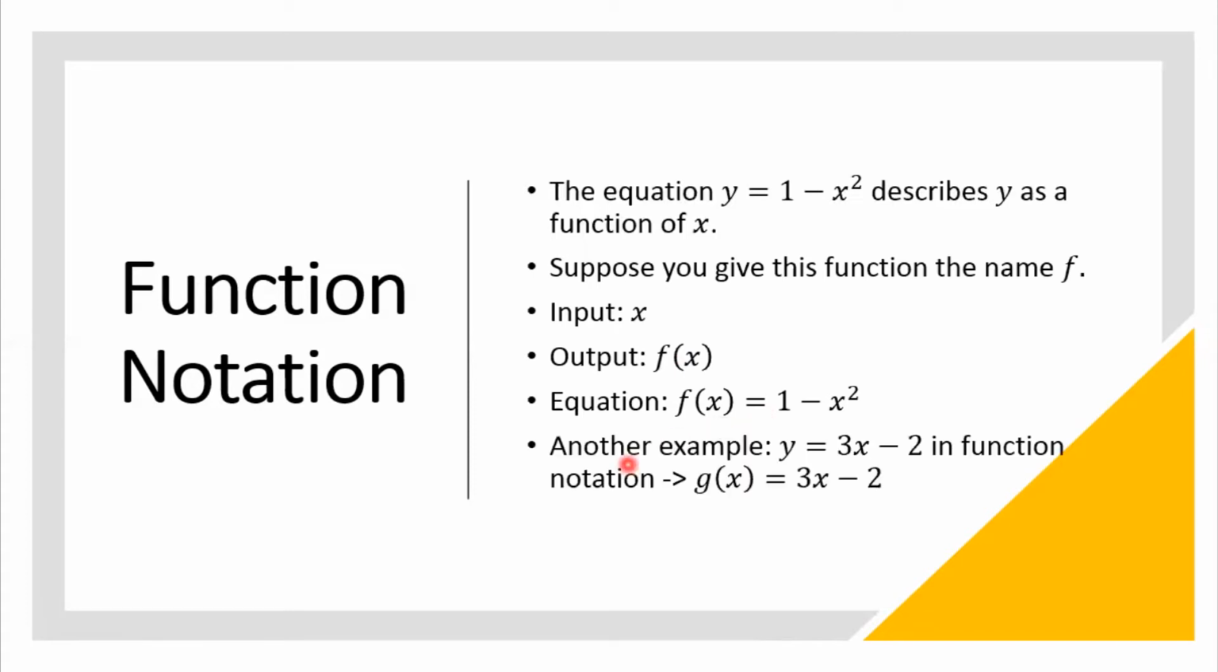Okay? So another example, suppose we have a function y is equal to 3x minus 2. In function notation, this can be written like this because another notation for a function is g of x. So y can be replaced by g of x, so this becomes g of x is equal to 3x minus 2. Now, not only y and f, we also have h of x or l of x as notations for functions.